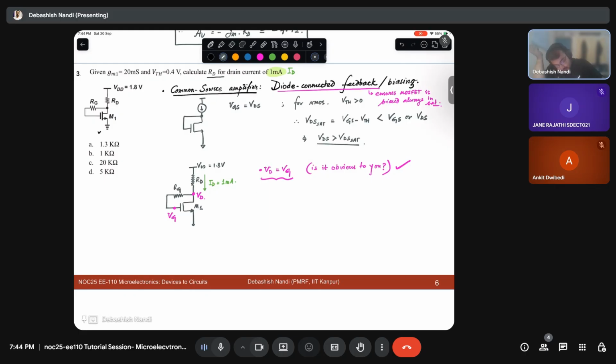then I have my GM1. GM1 formula we have noted is Cox W by L (VGS minus VTH), and also I know my ID. ID is half mu n Cox W by L (VGS minus VTH) whole square. So if I can find out my VG, I will know my VD.